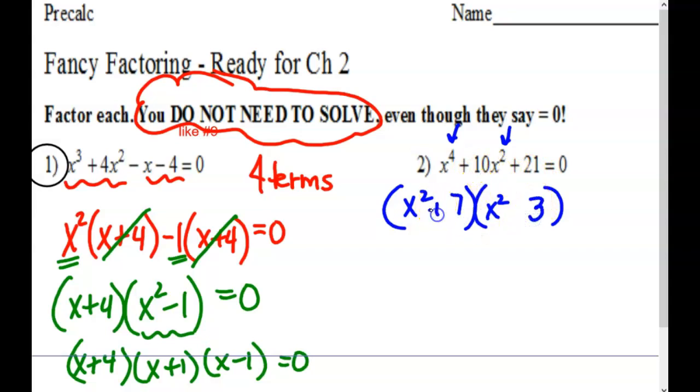Okay. And then remember, if you check your arches here, inside and outside, that will tell you if you factored it correctly. X squared times x squared is x to the 4th. The outside terms give me a 3x squared. The inside 2 terms would give me a 7x squared. And 7 times 3 at the back gives me 21. So does it add up to 10 in the middle? So we're good. It doesn't say to solve, so we're done. It would have only imaginary answers if we did solve.